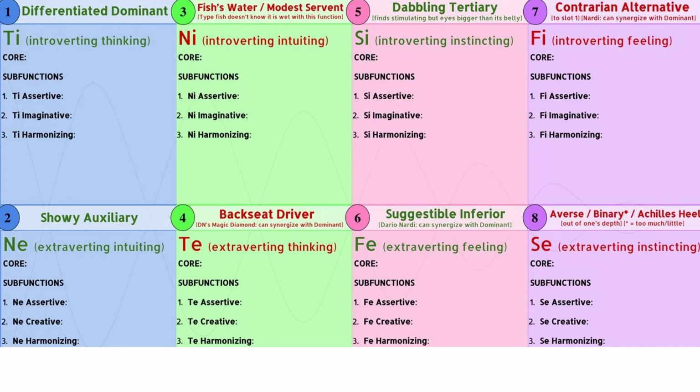Contrarian alternative, I had to be convinced of that, but I like it, and I think it fits with SE in that specific way, where it's disdained. Showy auxiliary, yeah. Backseat driver, that's good as well, where yeah, it's a great description. Low energy, high information. It's going to be a backseat driver. Suggestible inferior. Yeah. I'd like to use more examples that aren't just myself, but yeah, I do find myself suggestible in that way. And then binary, I've talked at length about that already. I like it, so yeah.